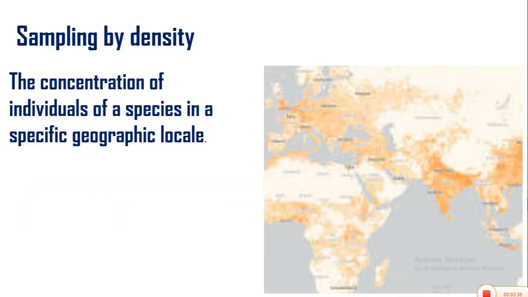Okay, let's look at sampling by density. Density is the concentration of individuals of a species in a specific geographic locale. The concentration of individuals of a species in a specific geographic locale. The number of individuals in a particular geographic area, that's sampling by density.